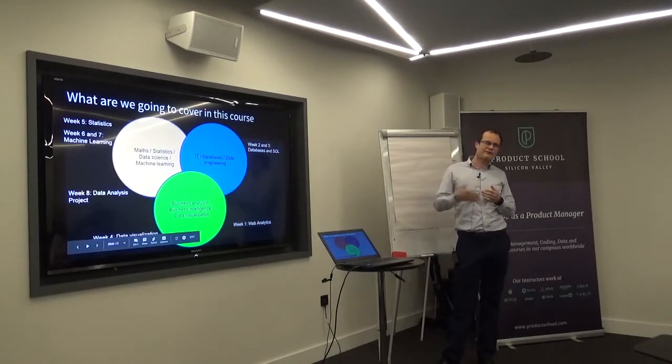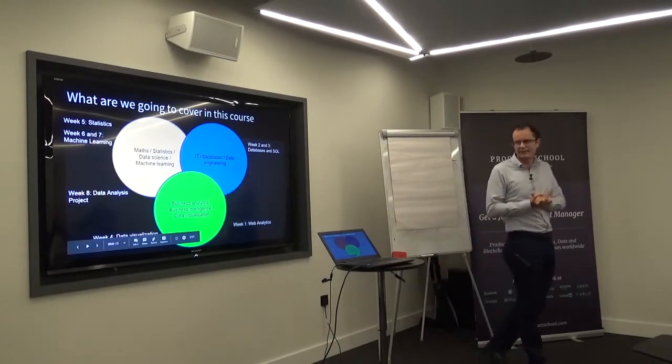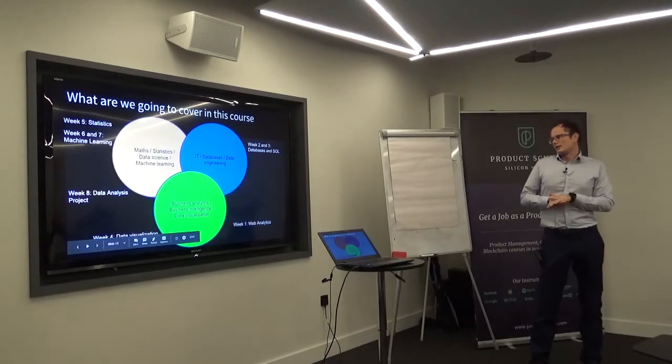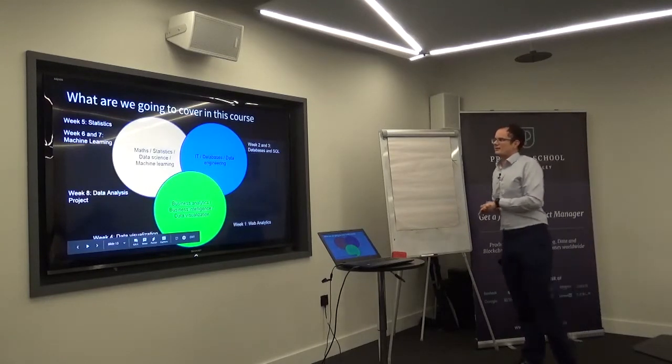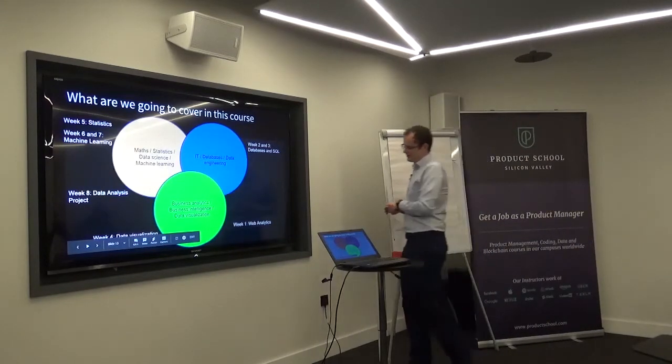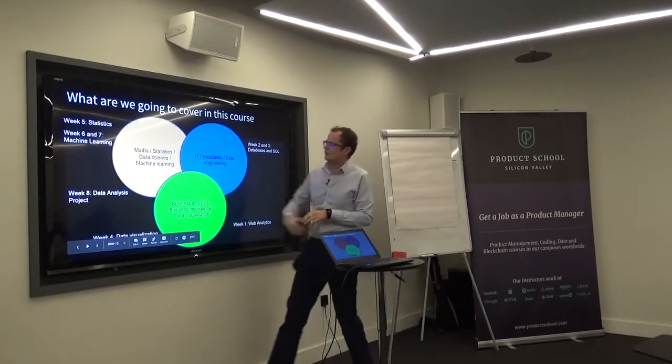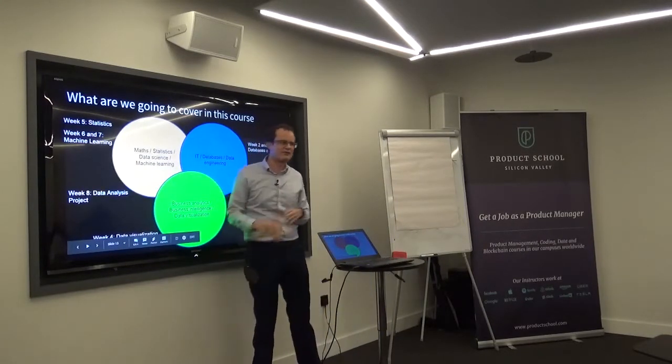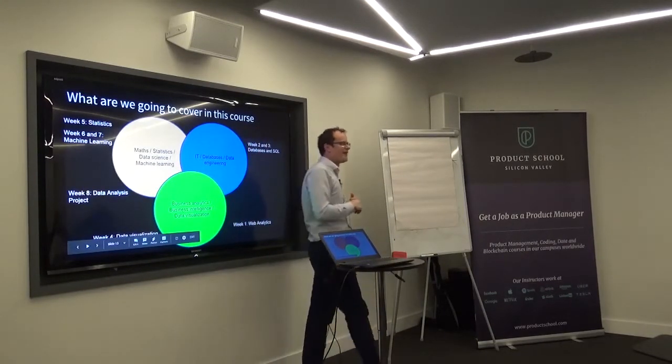Then the second half migrates a bit into the statistics and machine learning part. So the machine learning and the data science part. The foundation of this is really what's done in week 5, which is statistics. Of course, it's only 1 week. There are masters in statistics.